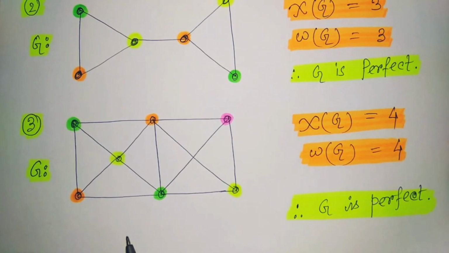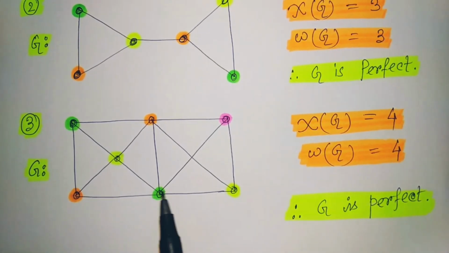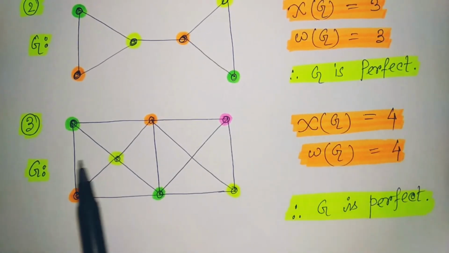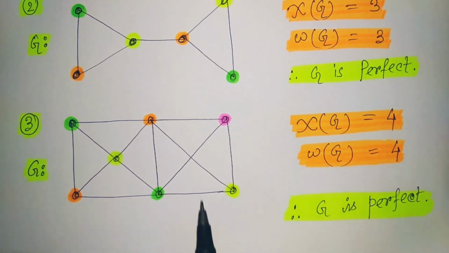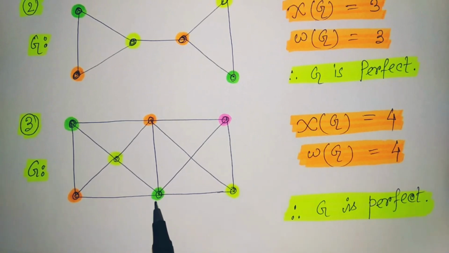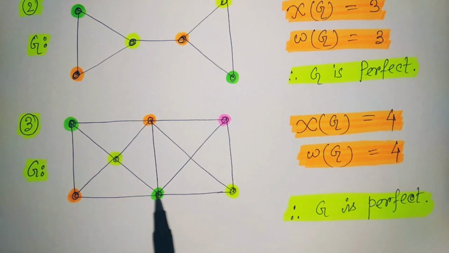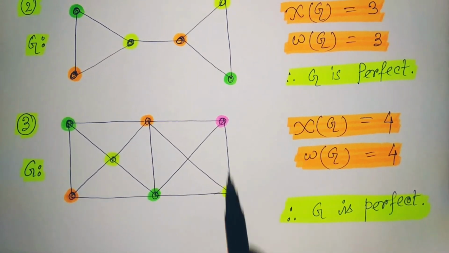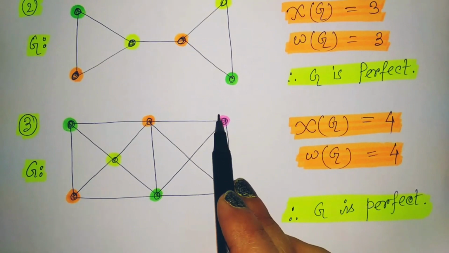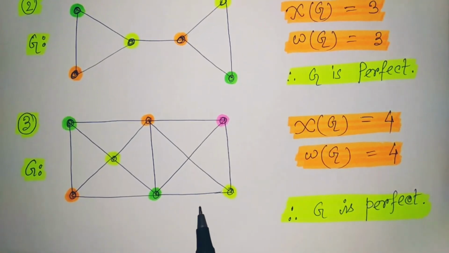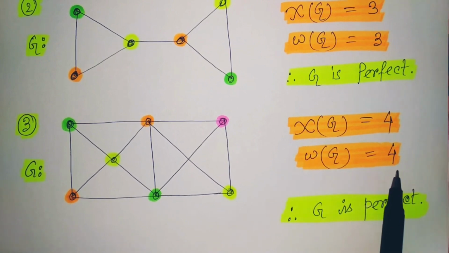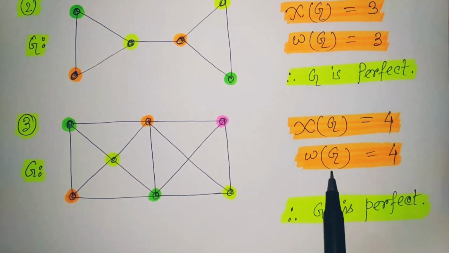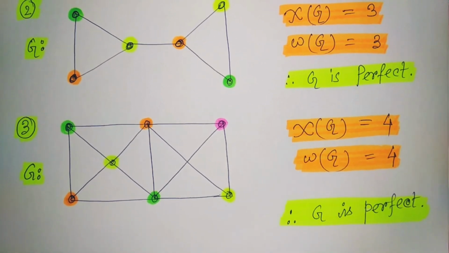If we consider one more example, for this one we will find that the chromatic number is 4. Just have a look. Here the chromatic number is 4, and the clique number, that is the maximum complete subgraph contained in this graph, is this one. This is the complete subgraph of the given graph, and it contains 4 vertices. So the total number of vertices in the clique is 4. So the maximum clique is 4, both are the same, so G is a perfect graph.